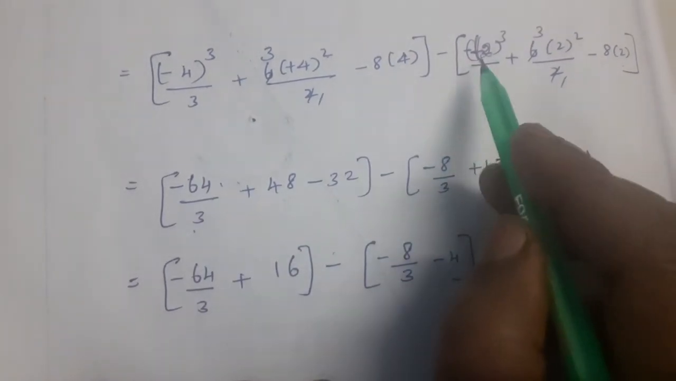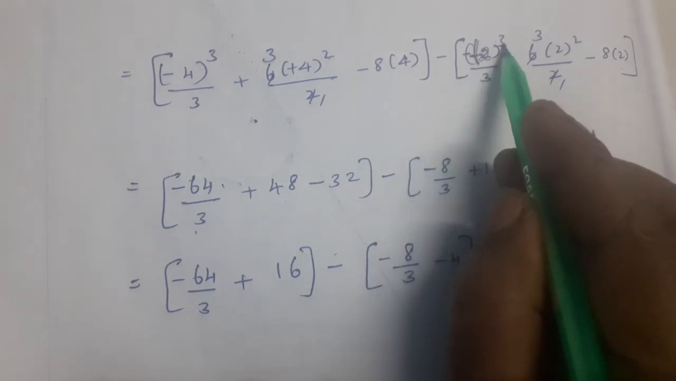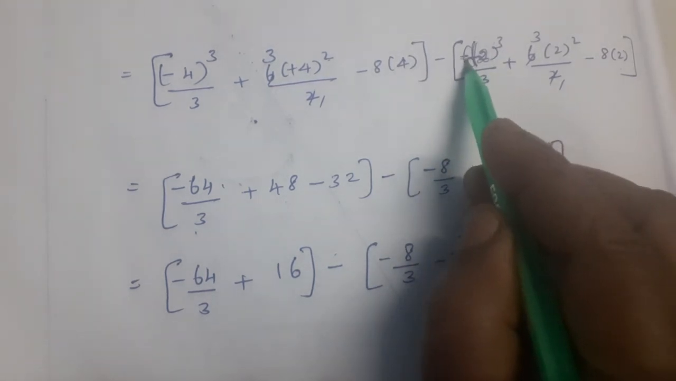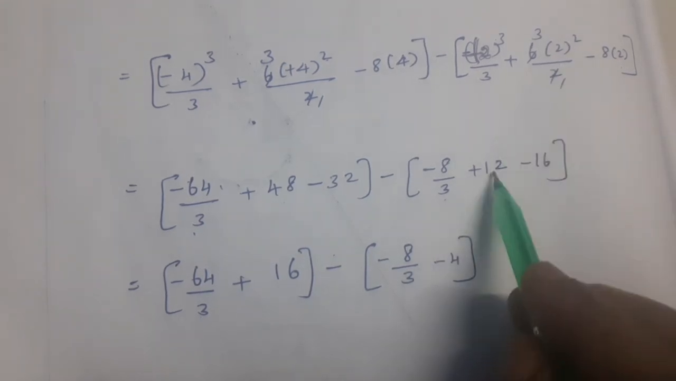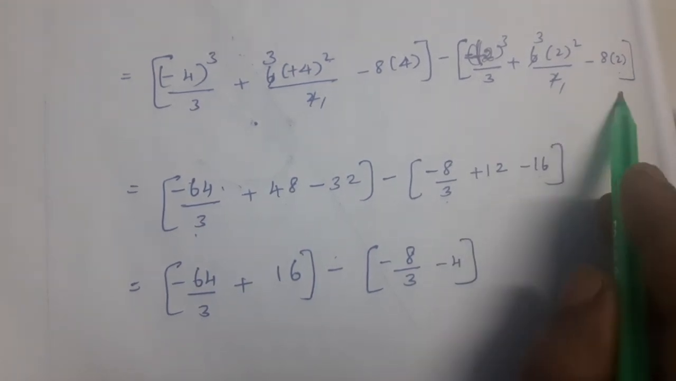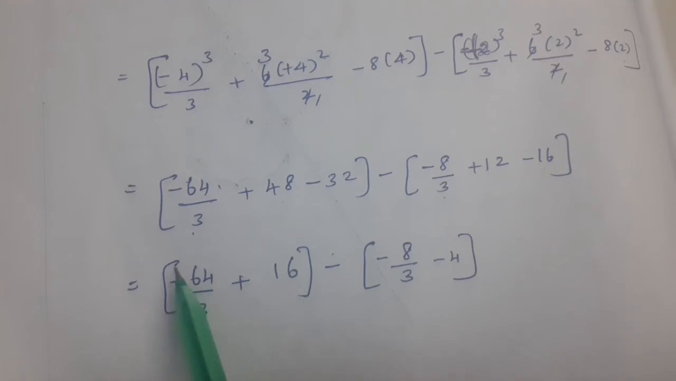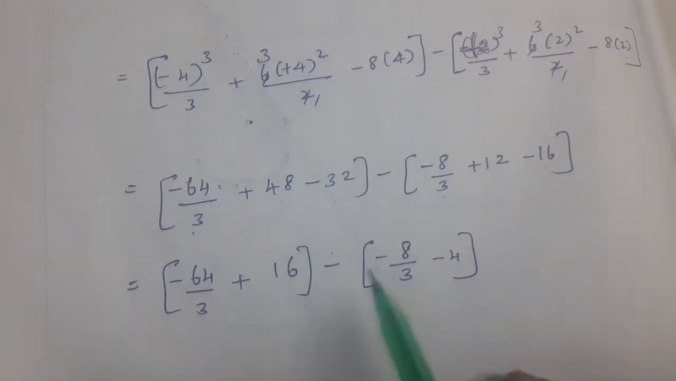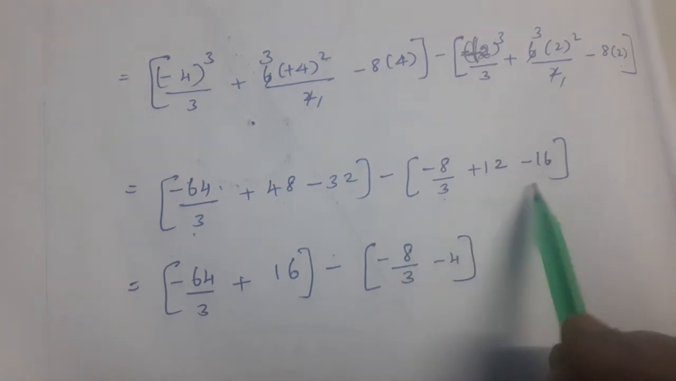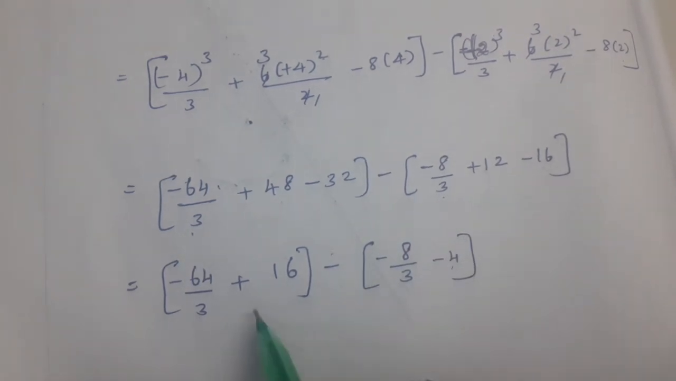So one more step here. Minus 2 cube, already having outside minus sign. So minus of minus 8 by 3, plus see the simplification, 12 minus 16, 8 2s are 16. Next, minus 64 by 3, 48 minus 32 is nothing but 16, minus 8 by 3, 12 minus 6 is minus 4. See the calculation part.